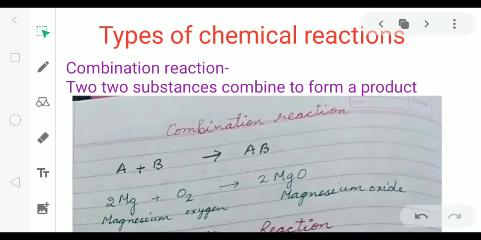If A is one substance, B is other substance, these both combine to form compound AB. For example, magnesium reacts with oxygen to form magnesium oxide.